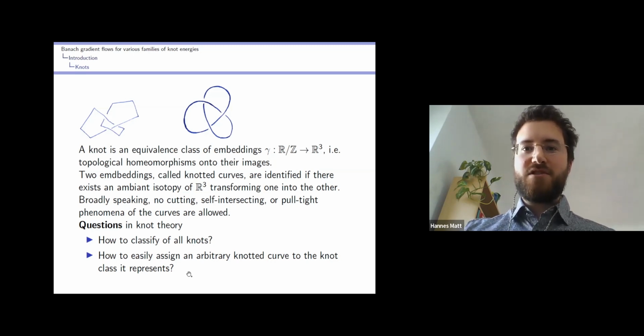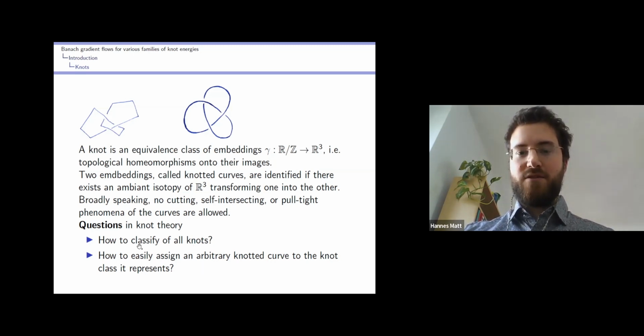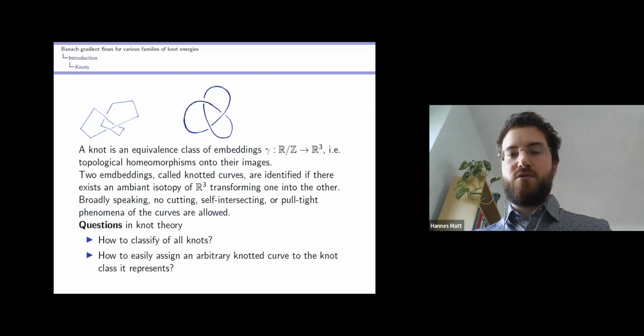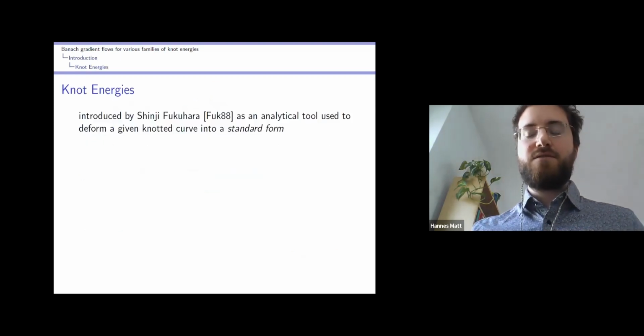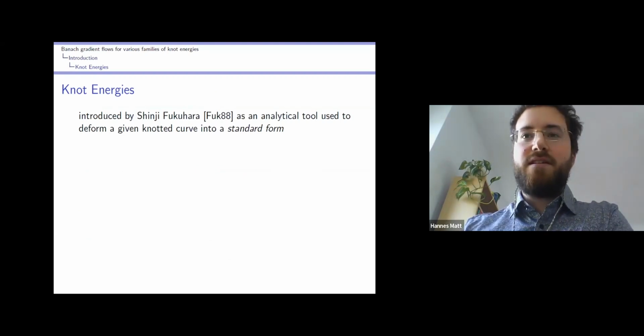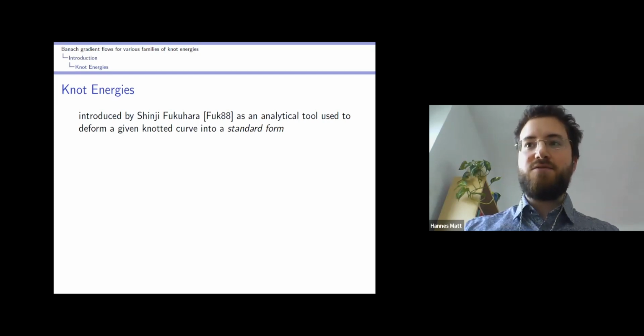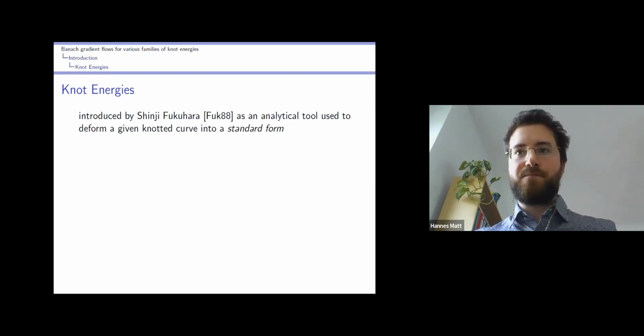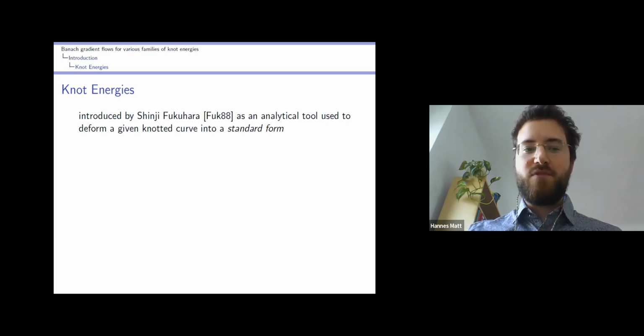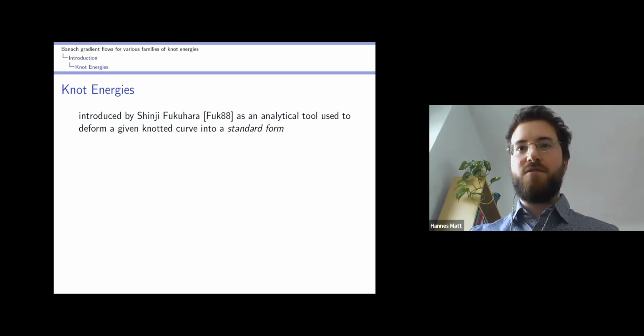A smaller question, which I will mainly address in this talk, is how can we easily assign an arbitrary knotted curve to the class it represents? To do so, Shinji Fukuhara in 1988 introduced the concept of knot energies. A knot energy is a functional on a set of knots, and it assigns to each knot a number. The goal is to let this number decrease so that the form of the knot transforms into a so-called standard form.